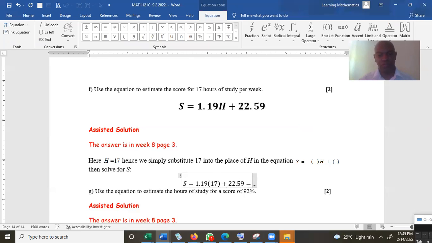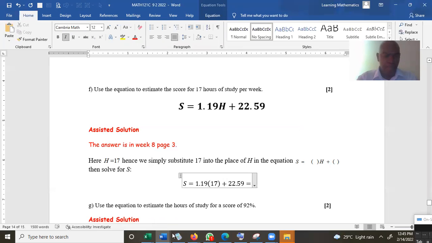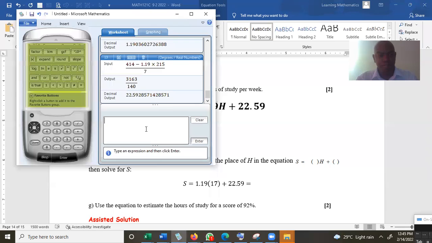Okay, so it is a projection that is happening there. We are estimating the score for 17 hours of study by substituting 17 in the place of h. And we're going to calculate the score for 17 hours of study. So 1.19 times 17 plus 22.59 equal.